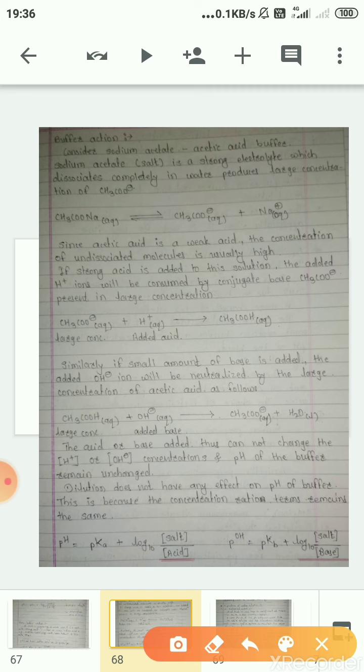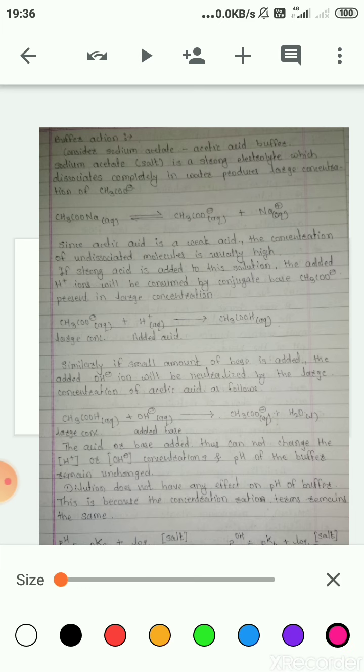Now see, sodium acetate is a strong electrolyte, which means it dissociates completely in water, while acetic acid is a weak electrolyte, therefore it dissociates partially or incompletely in aqueous solution. Now we are going to see one by one how, if we add a little amount of strong acid or strong base, the buffer solutions resist drastic change in their pH.